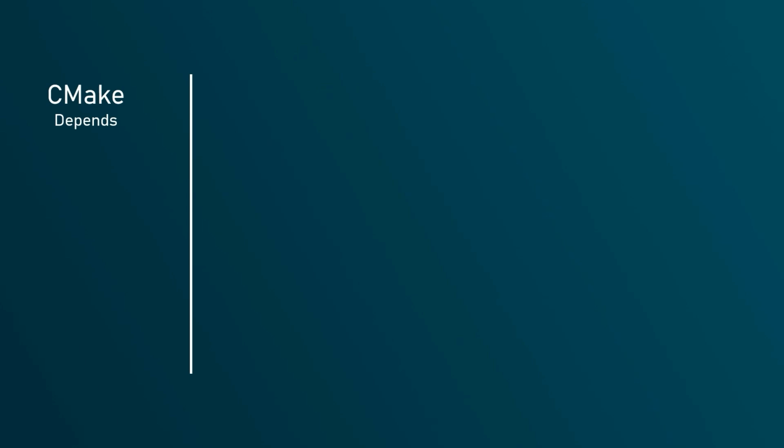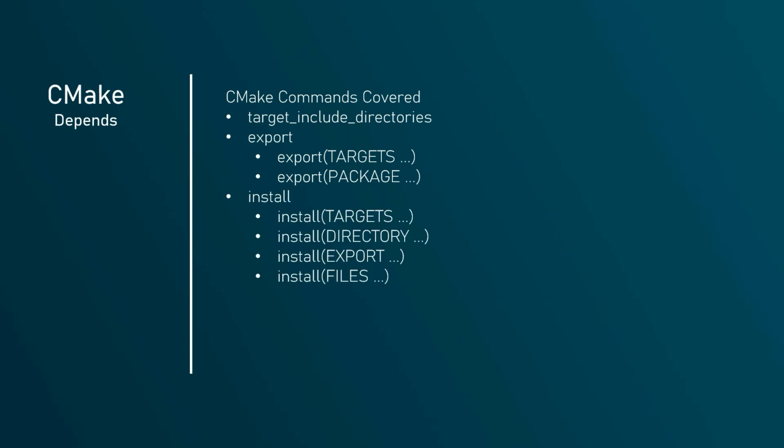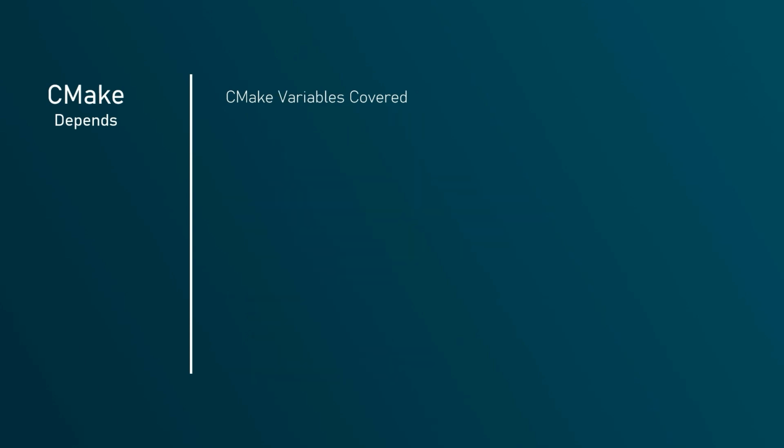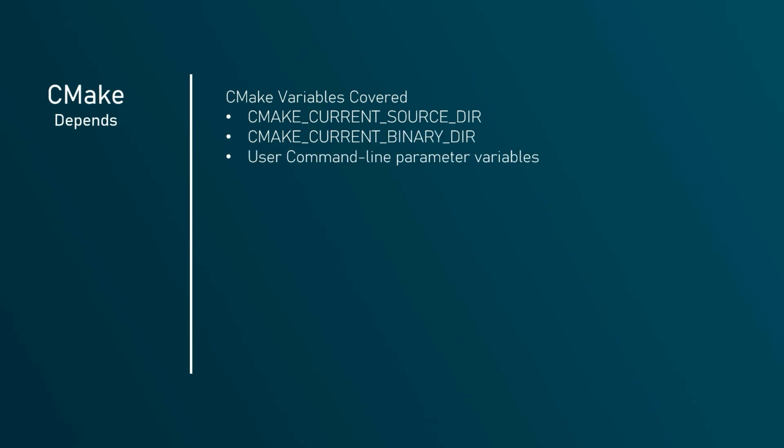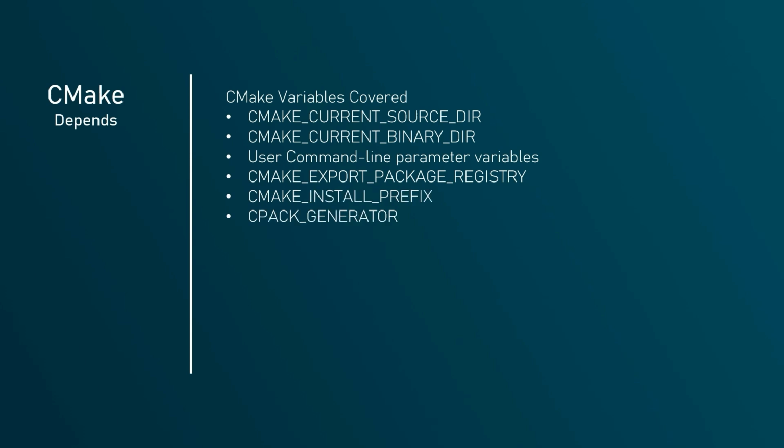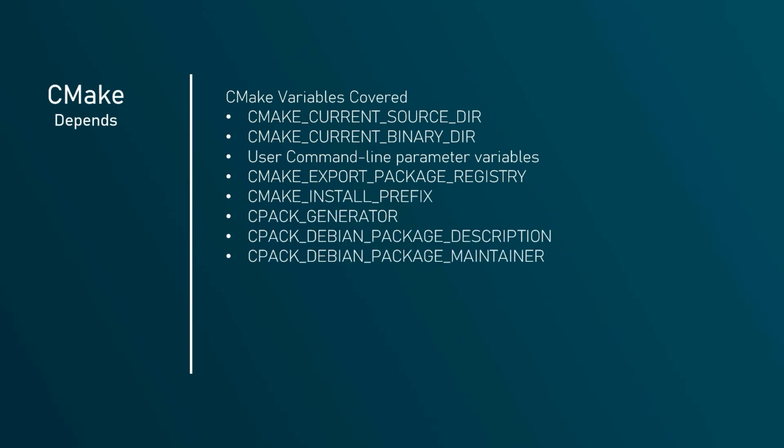We'll need to use several CMake commands to do all of this. We'll cover target include directories and export and install commands, include, find package, set and generator expressions for install and build interfaces. We'll also cover several built-in CMake variables, including CMAKE_CURRENT_SOURCE_DIR, CURRENT_BINARY_DIR, user command line parameter variables, CMAKE_EXPORT_PACKAGE_REGISTRY, install prefix, CPACK_GENERATOR, CPACK_DEBIAN_PACKAGE_DESCRIPTION, and maintainer.